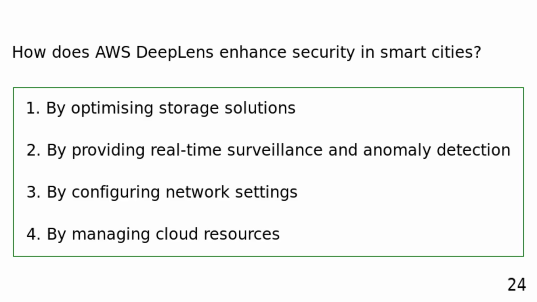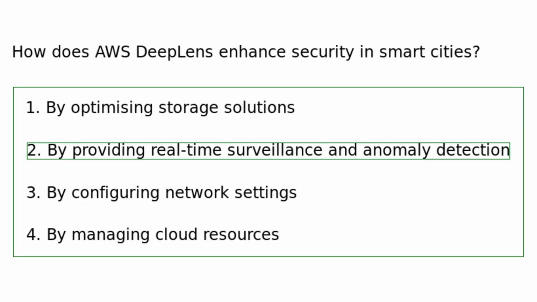How does AWS DeepLens enhance security in smart cities? By optimizing storage solutions. By providing real-time surveillance and anomaly detection. By configuring network settings. By managing cloud resources. AWS DeepLens enhances security in smart cities through real-time surveillance and anomaly detection, ensuring public safety.